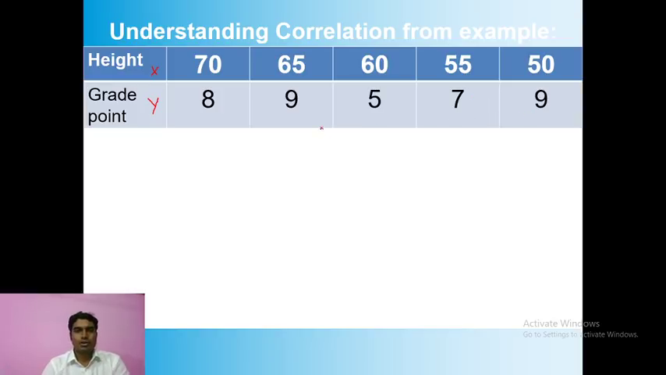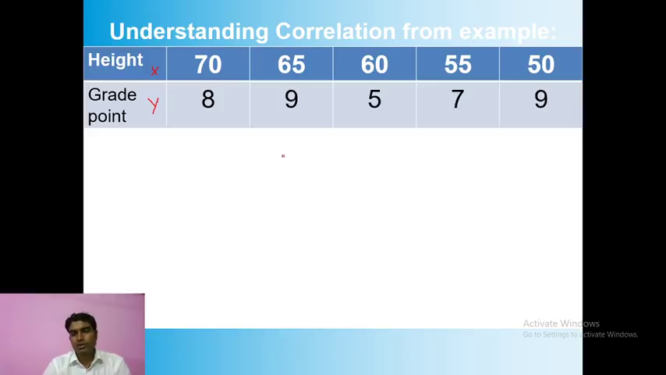I can see from the data that if the height is decreasing, I cannot say that the grade is also decreasing. Instead it is increasing, after that it is decreasing, here again increasing, and here also increasing again. If the student height is 50 inches, his grade point is 9. Also, if a student height is 65 inches, his grade point is 9. So I cannot say anything. I can see from this data that there is no correlation present.